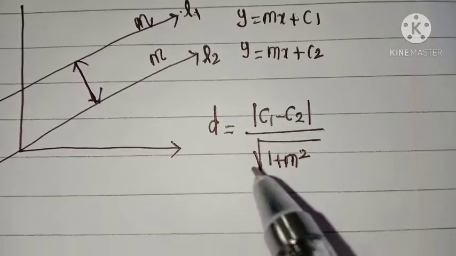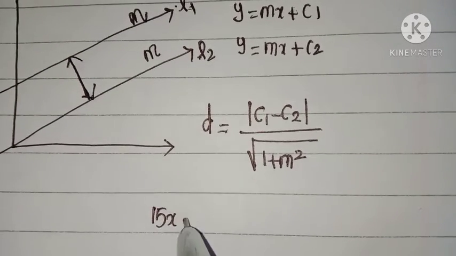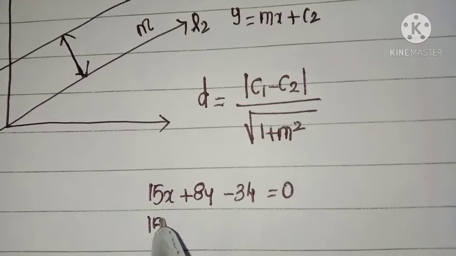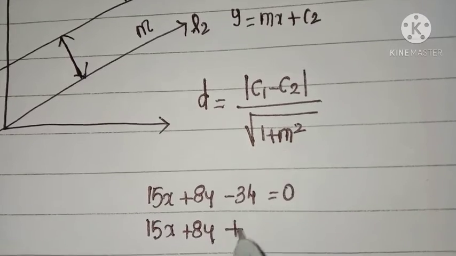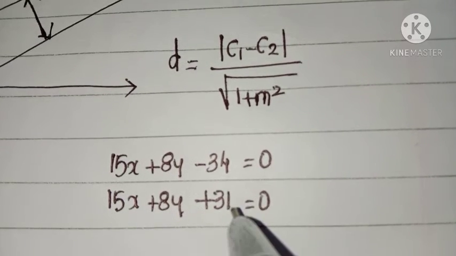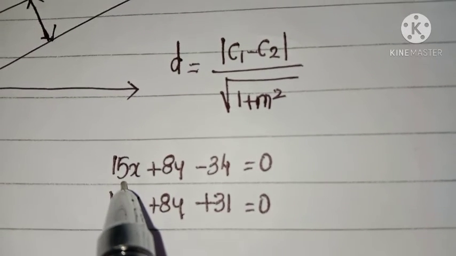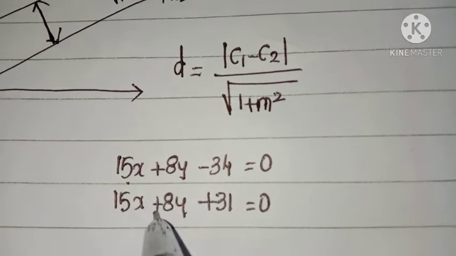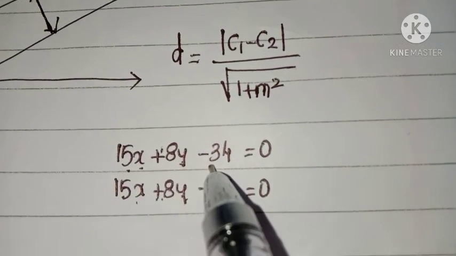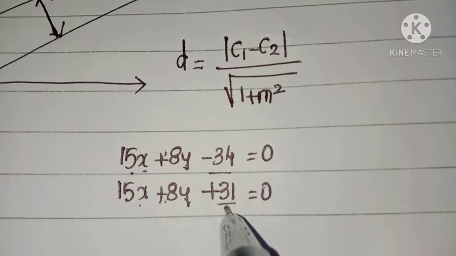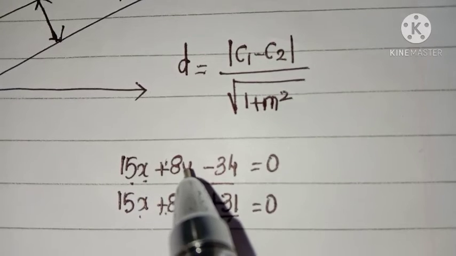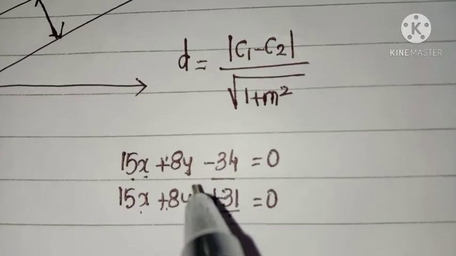Okay. Suppose we have two lines 15x plus 8y minus 34 equal to 0 and 15x plus 8y plus 31 equal to 0. Listen, these are two equations of lines. Look here, the coefficient of x and coefficient of y in both equations are the same. There is only a change in the constant term. So from the equation itself we can easily say whether the lines are parallel or not.